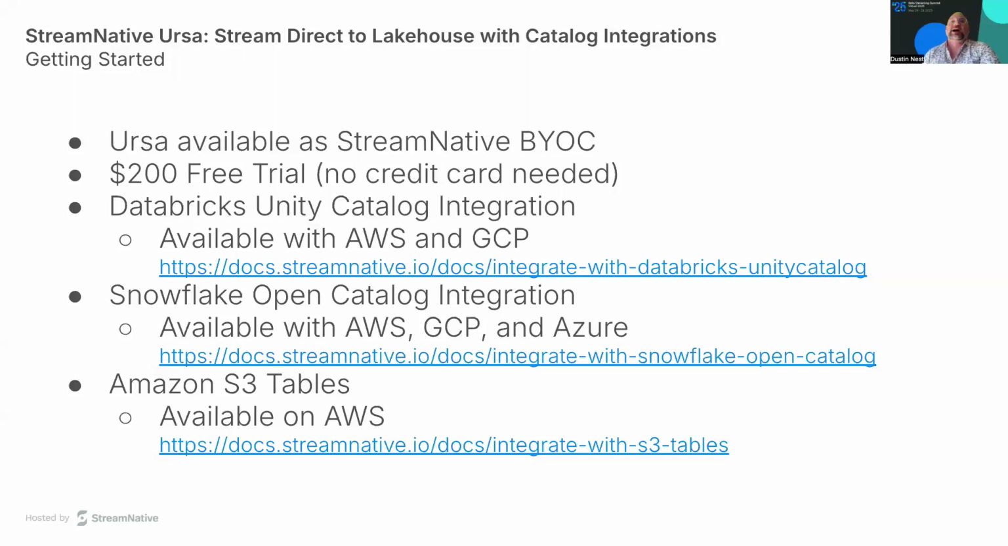Ursa is available. So how do you get started if you're interested in this? Ursa is available as a StreamNative BYOC, so it's going to be in your cloud environment, but we manage the cluster. There is a $200 free trial, no credit card needed. Again, there's the Databricks Unity Catalog integration. It currently works with AWS and GCP. The Open Catalog integration works with AWS, GCP, and Azure, and then the Amazon S3 Tables option is available on AWS.